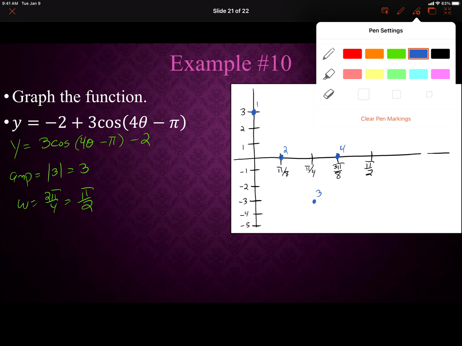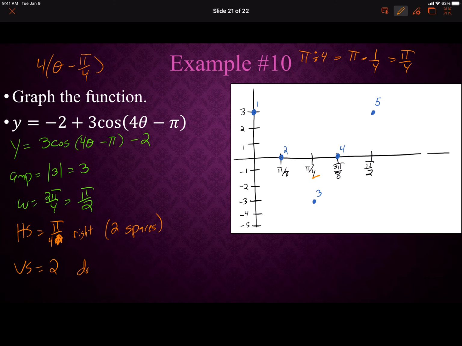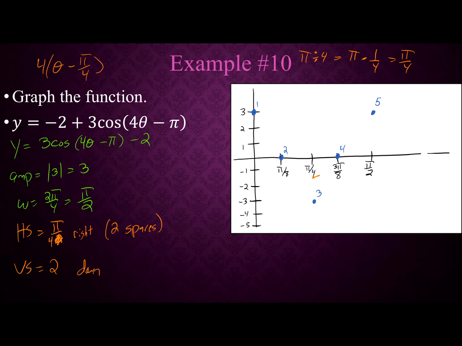Now for our shifting, well, we have to factor. So we factor the 4 away from theta and pi. So doing pi divided by 4 is pi times 1/4, multiplied by the reciprocal, which is pi over 4. So the horizontal shift is pi over 4. It's going to go right because of the minus sign. Pi over 4 is the second point, so it's really 2 spaces. And then it's a -2, so the vertical shift is going to be 2 down. So the final points, each of these points is going to go 2 spaces to the right, and then 2 spaces down.